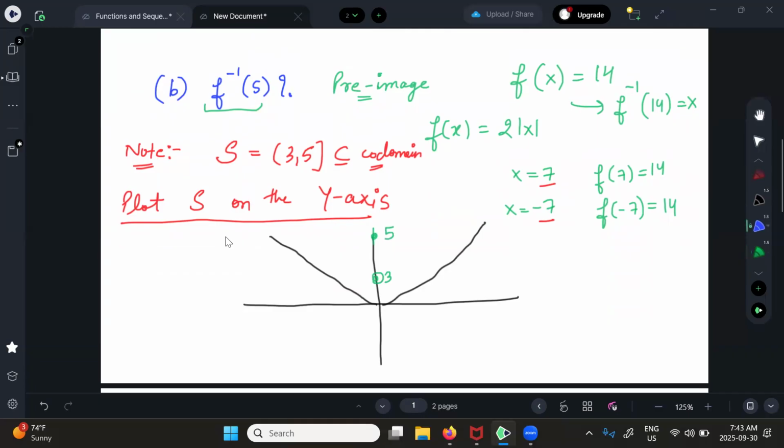Now you want to go the other way around. You want to see from the bottom point, right? What values of x will give me 3? Now I have to be careful. I need to check both sides because there are 2 values of x that could possibly give me 3.